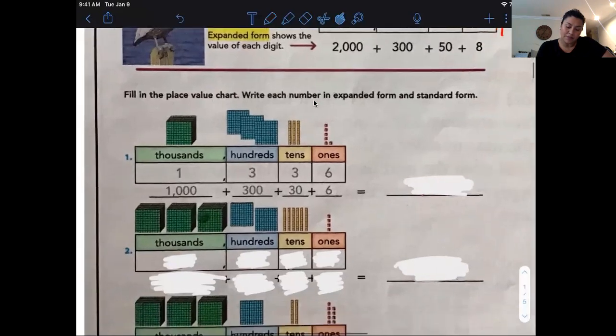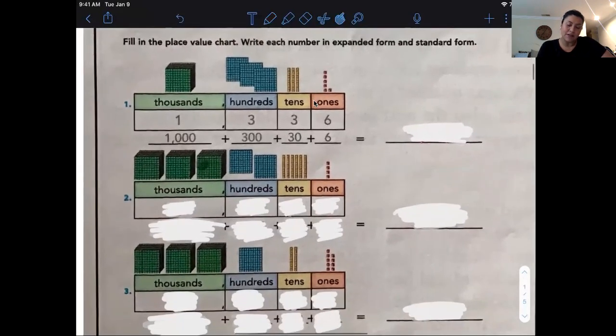Scroll down. It says down here, fill in the place value chart. Write each number in expanded form and in standard form. So we're going to get to write it both ways. Oh, you guys are so lucky they did the first one for you. So 1 in the thousands, 3 in the hundreds, 3 in the tens, and 6 in the ones. What number, if I added all of those together, what number would I get?